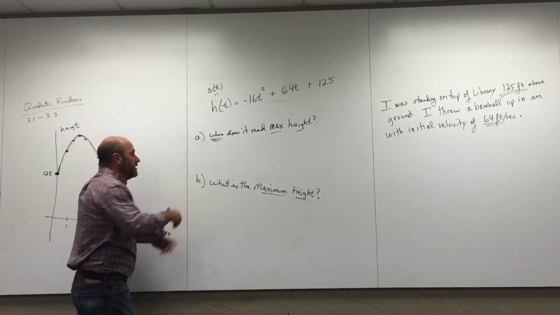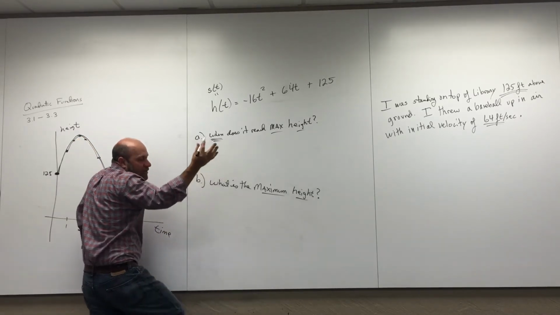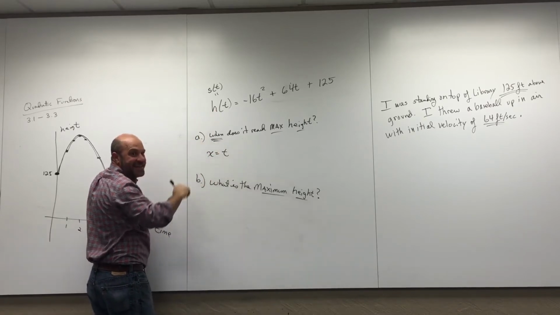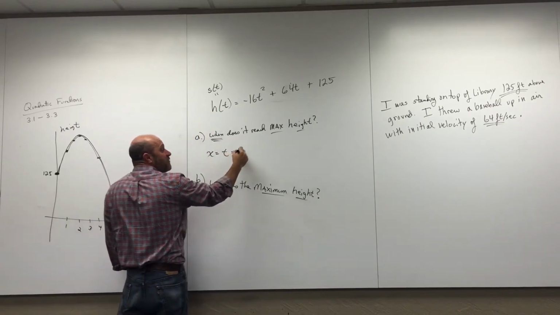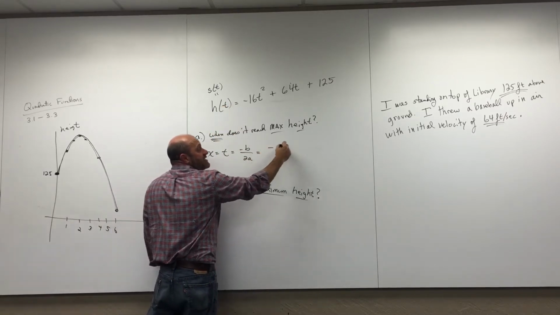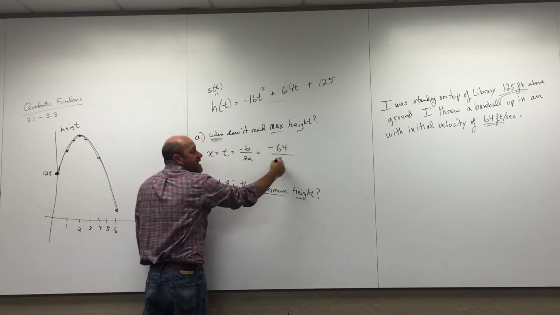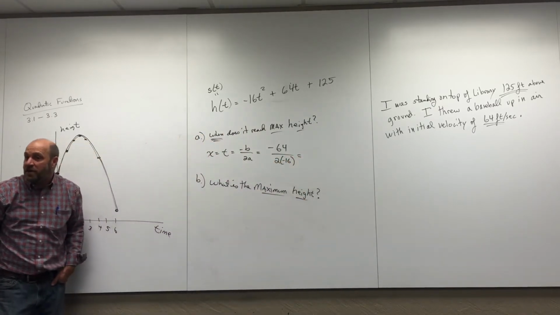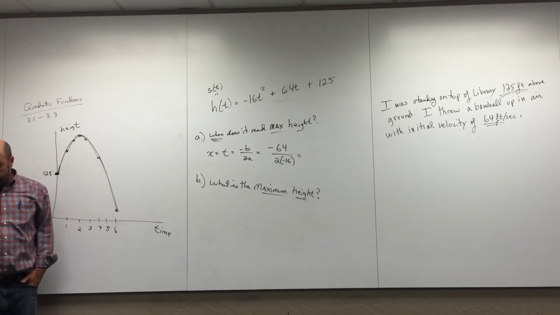Let's do it. The t value is the x value of the vertex, but it's the t value. What is it? It's negative b over 2a. This is very easy, you guys. Negative b is negative 64 over 2 times a, which is 2 times negative 16. This is a nice one. I put some nice numbers in here. What is that?